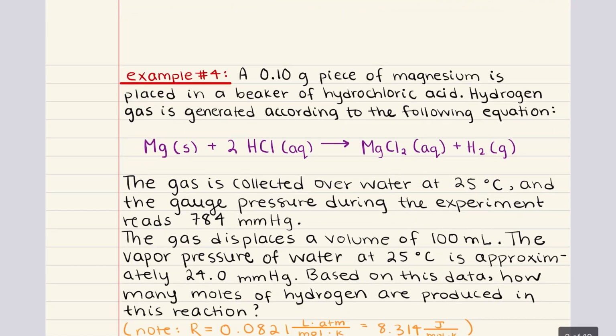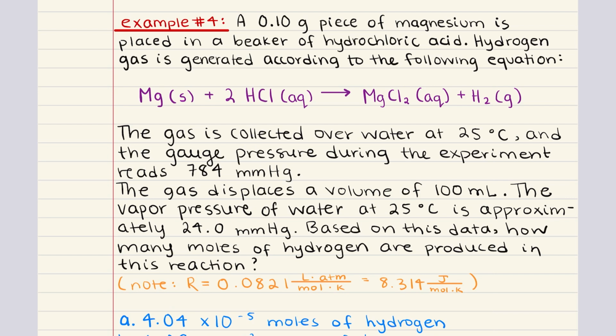On to problem 4 now. Problem 4 says a 0.1 gram piece of magnesium is placed in a beaker of hydrochloric acid. Hydrogen gas is generated according to the following equation. We have magnesium reacting with hydrochloric acid to give us magnesium chloride and hydrogen gas.